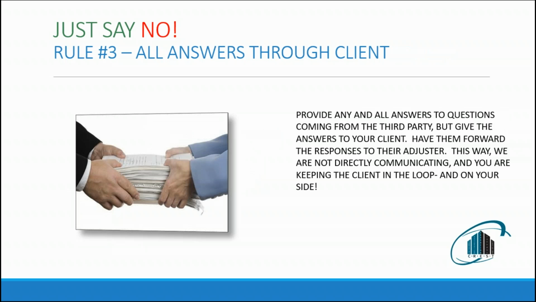Okay, that takes us to rule 3. All answers to any questions go through your client. Provide any and all answers to the questions coming from the third party, but give the answers to your client. Have them forward the responses to their adjuster. So now you are eliminating the communication portion of the third party. You're making sure the adjuster understands you're only referring to the adjuster, not to his third party. And you're keeping your client in the loop, which is doing the best that you can to keep them on your side and to keep your chances of getting paid high. So let's make sure we do that.